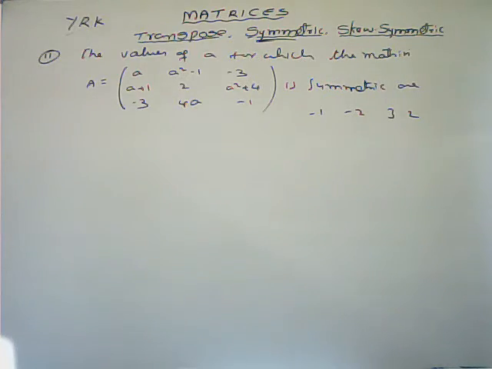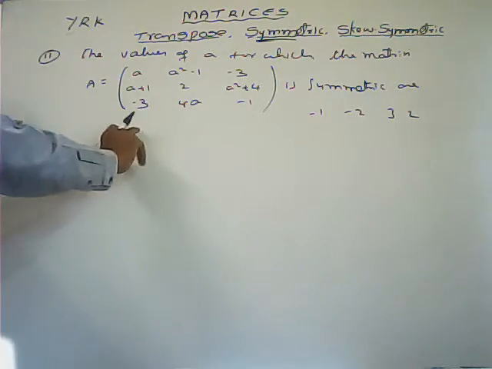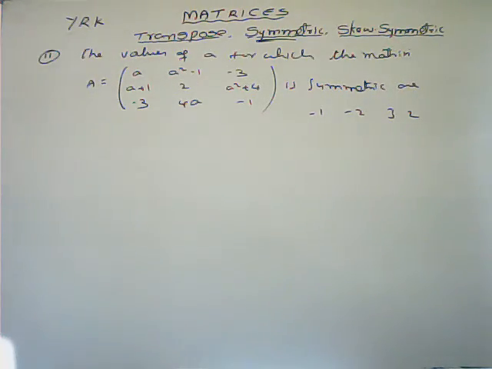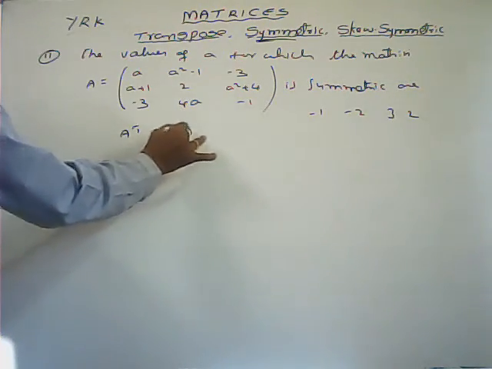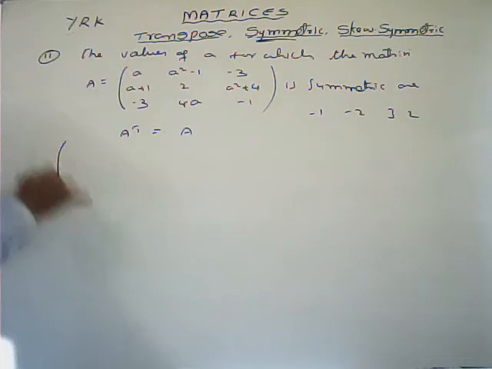See, this is the last one. The values of a for which the matrix A, a 3 by 3 matrix, is given. If it is symmetric, then we want the values of a. If it is symmetric, A transpose equals A only. What about the transpose of that one?